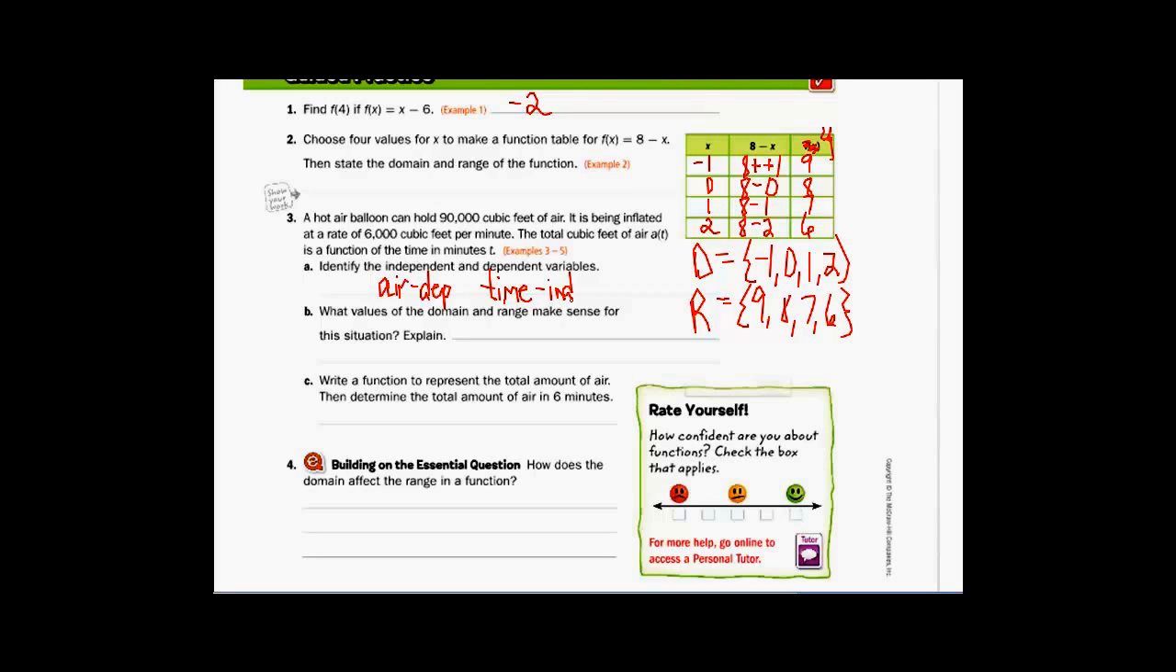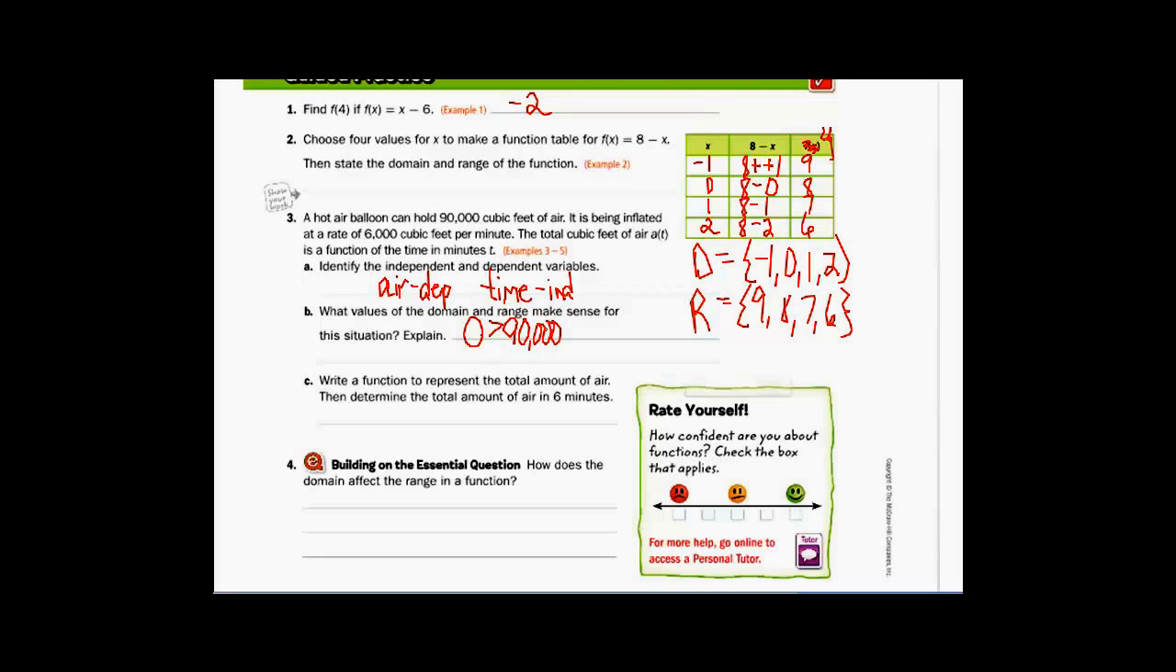So what values make sense? Well, the domain could be any positive number, but it will only hold 90,000 cubic feet. So you could say there would be any whole number greater than 0 and less than 90,000, because if you put any more than 90,000 in it, it'll explode.